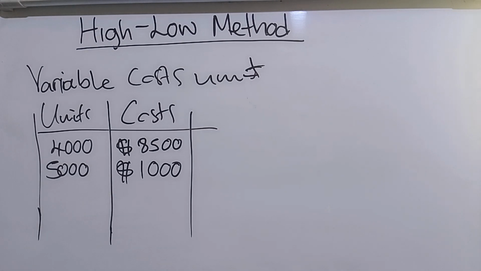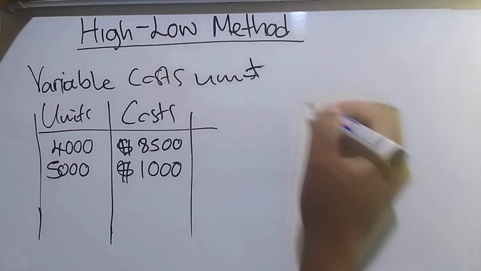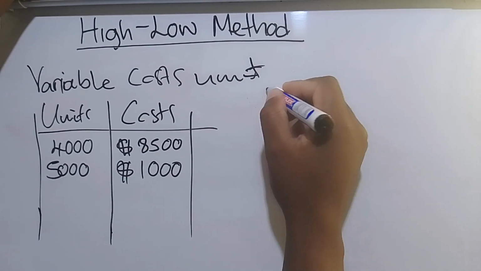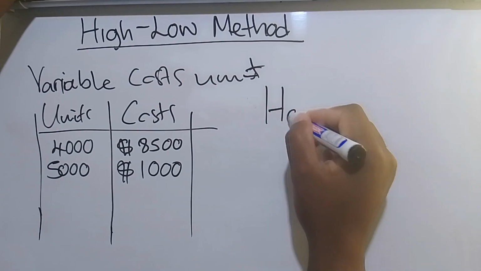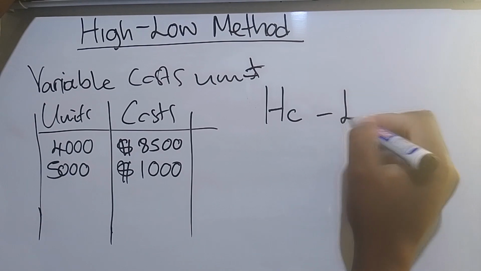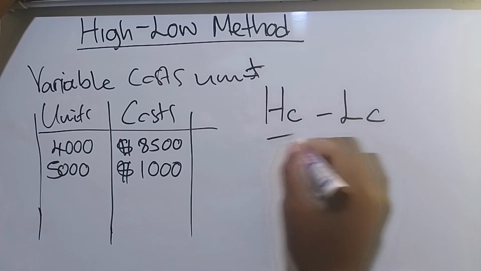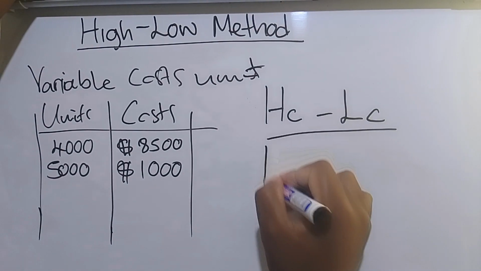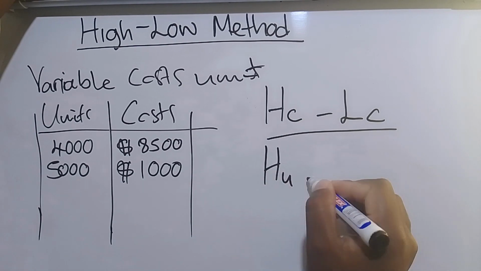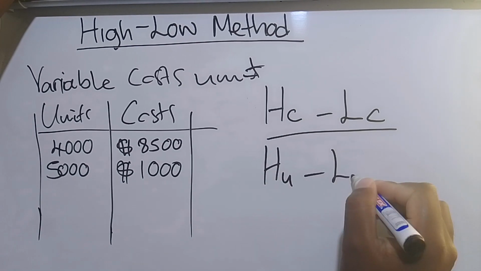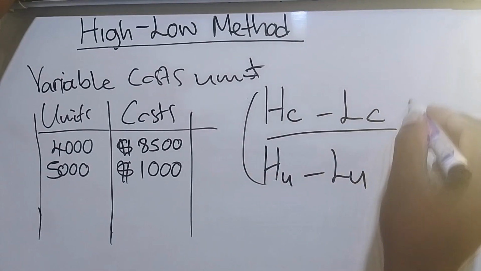So now let's go back to the high-low method. The high-low method has a formula like this one: higher cost minus lower cost over higher units minus lower units.